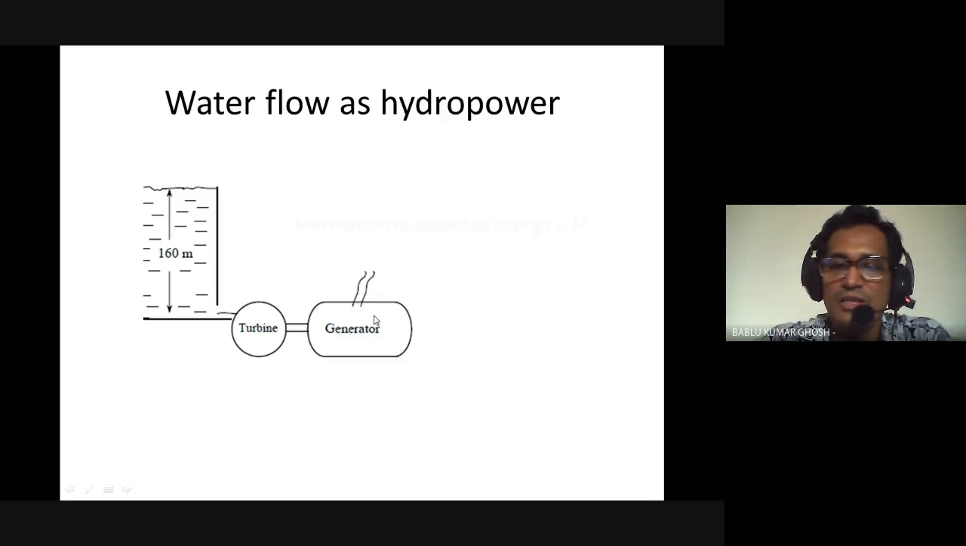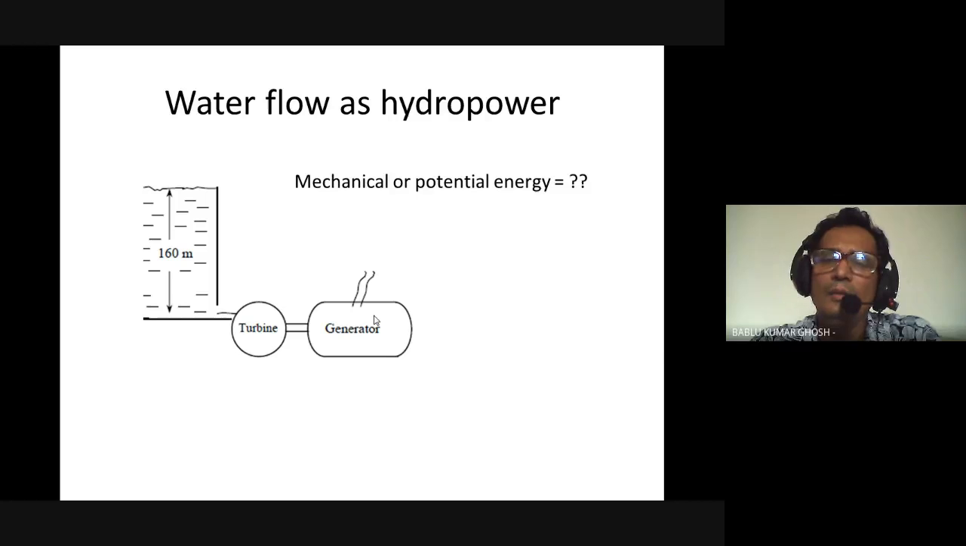So now I should consider mechanical or potential energy, because here, due to the height of the water, it possesses certain potential energy. But whenever you make a hole over here, this potential energy is transferred into kinetic energy, and this kinetic energy, the water flow rate, actually controls the turbine rotation, and this rotation ensures electricity generation. So this is potential energy possessed by the water by the height of the water dam.